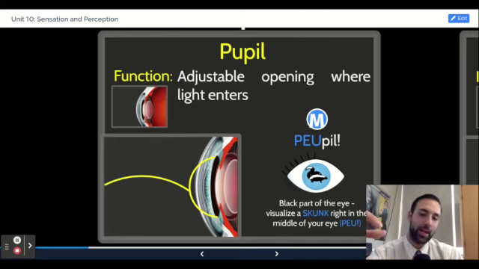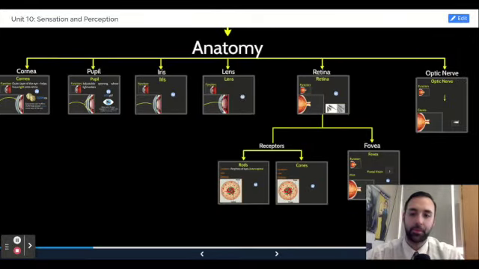And I always think of a skunk, a black skunk, and the black pupil. I always connect the PU, or the PEU, if you're thinking about pew, to the connection with a skunk, the black part of the eye. You can make that connection as an easy mnemonic.